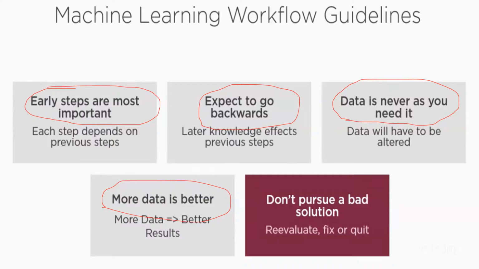And don't pursue a bad solution. Reevaluate and fix, or quit. Seeing the solution work on one or two records, or 10 or 20 rows, is not sufficient at all. We need a certain strategy to test the model, and we need to accept if it fails. We also need to set our managers' or directors' ideology, that this is an iterative process, not a straightforward process, and this may take more time. So we need to set up the mindset also.